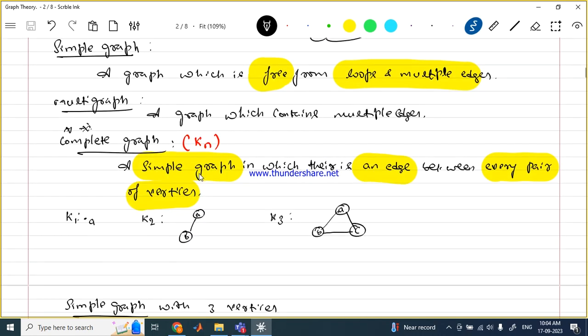And a complete graph is what? A simple graph in which there is an edge between every pair of vertices. And you should know the difference between complete graph and connected graph. For connected graph, we said there is a path between every pair of vertices. So there is a difference between path and direct edge. And Kn is used to represent complete graph.